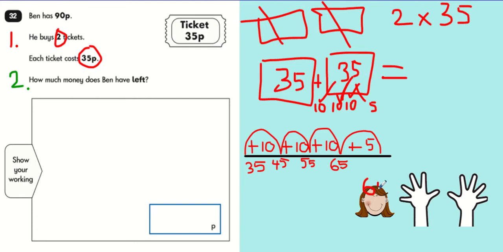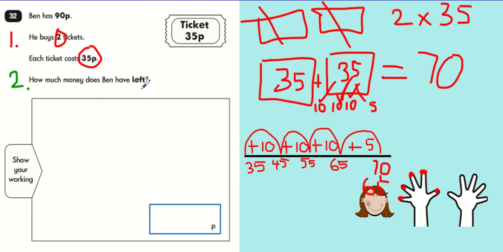We can touch our forehead and say the number 65, can't we? And then we're going to add on 5 ones. Go. 65, 66, 67, 68, 69, 70. So 2 tickets cost 70p in total, don't they? 35 add 35 makes 70. So we've done our first step. We know how much those tickets are going to cost.